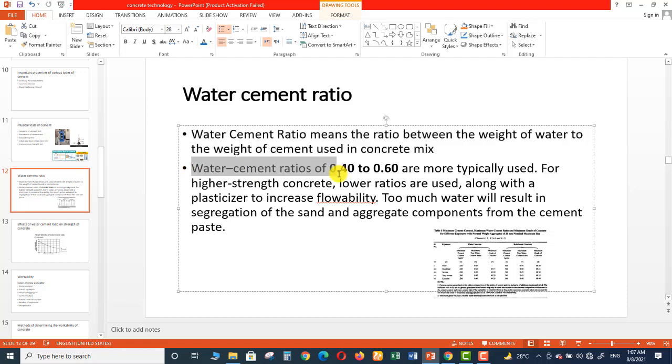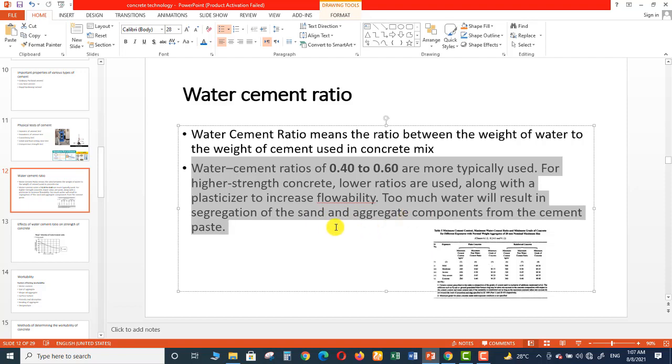Water cement ratios of 0.4 to 0.6 are more typically used. For higher strength concrete, lower ratios are used along with a plasticizer to increase the flowability of the concrete. Too much water will result in segregation of sand and aggregate components from the cement paste.